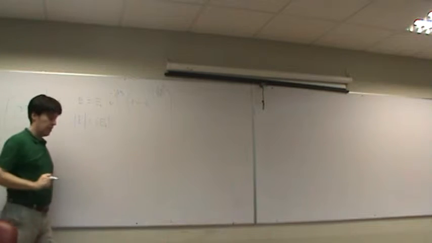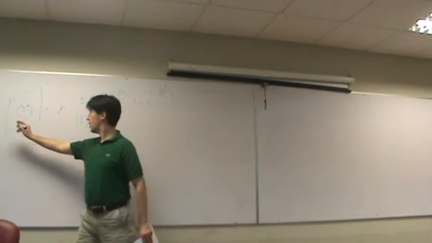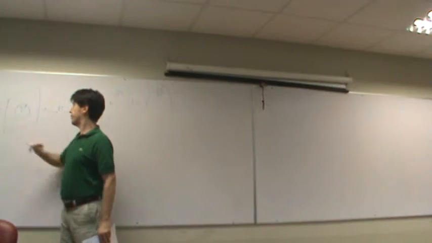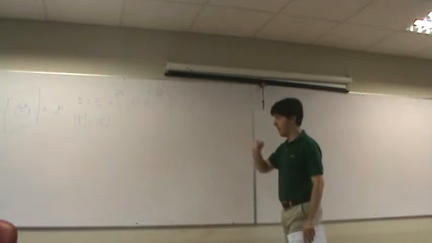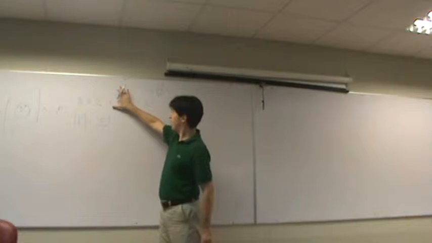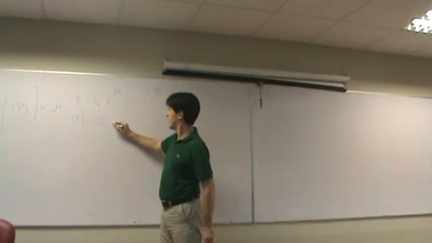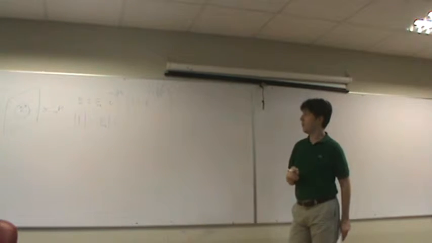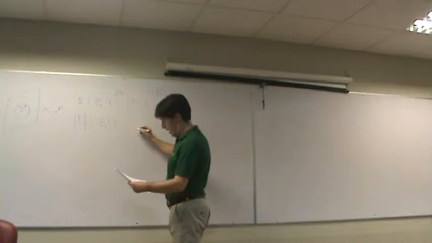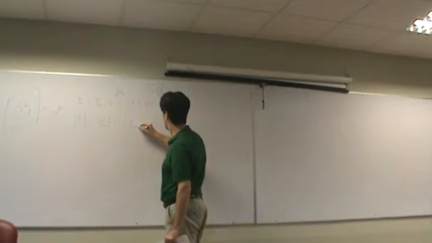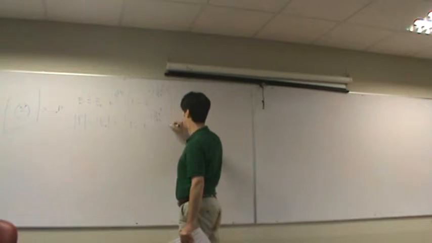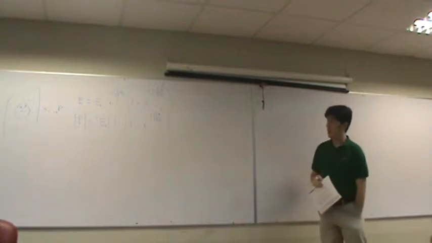Please remember that the incident field is coming, the wave is coming that way, that is amplitude. The absolute value of this thing is 1, because this is the complex number whose absolute value is 1. And then we have this now.